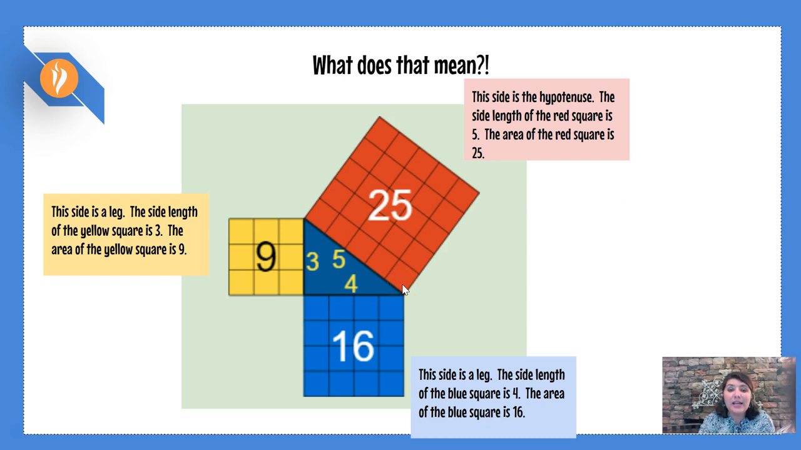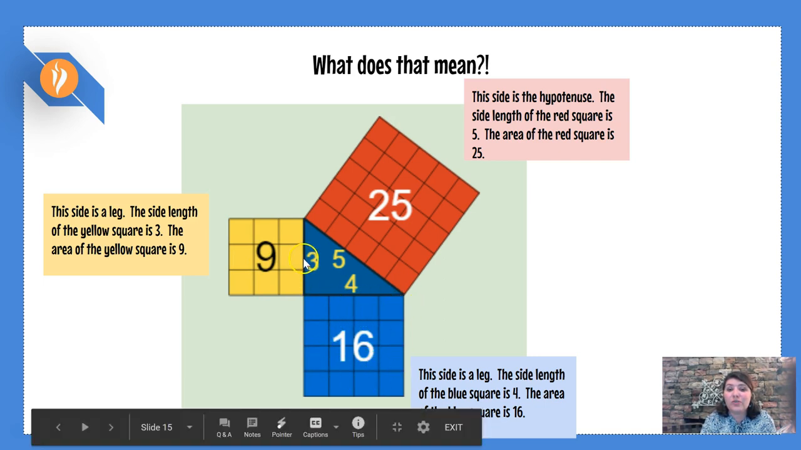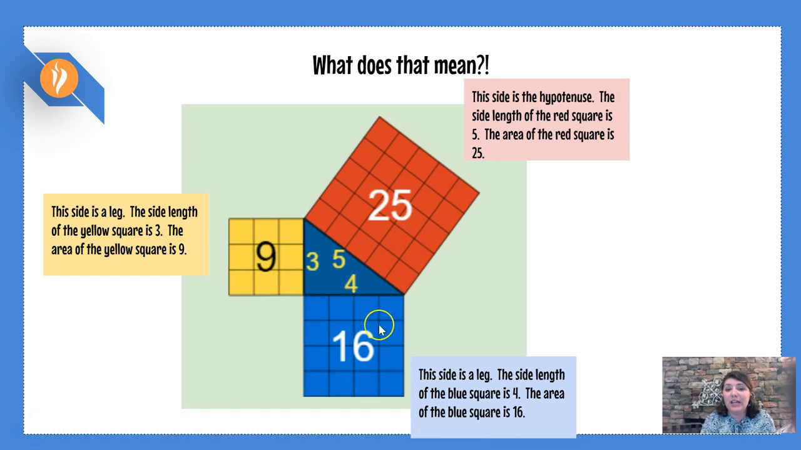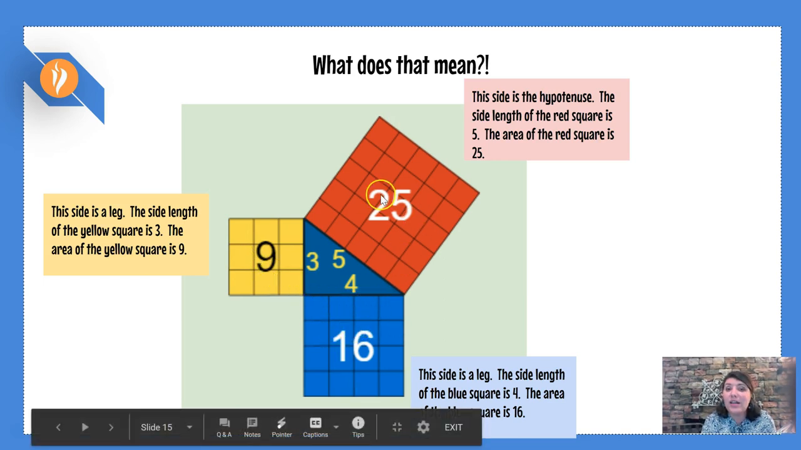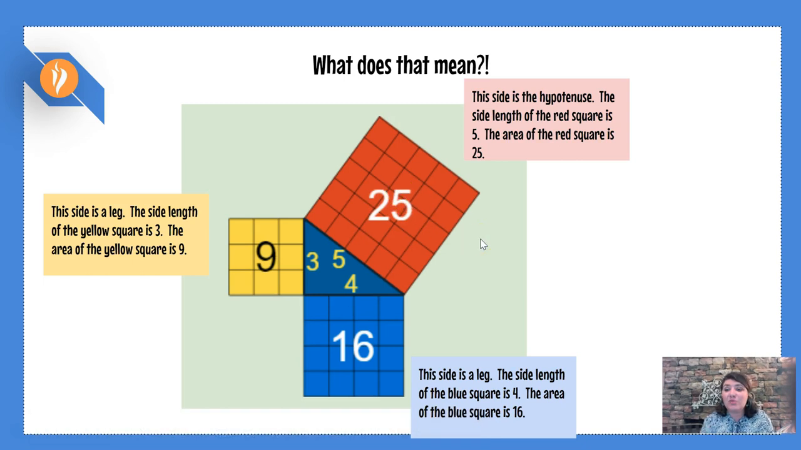So if I look at this, I need to make sure that I see the difference between the side lengths and the areas of the square. Side length is 4, 16 squares. So if I individually counted these squares, there would be 9. If I individually counted these squares, there would be 16. Same thing here for 25. That's why the square works.